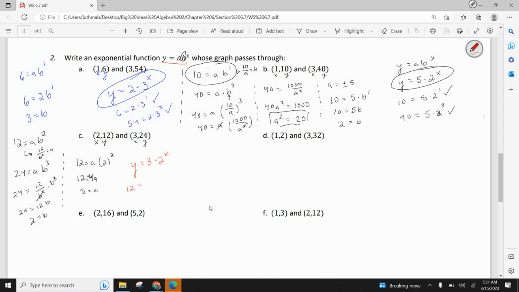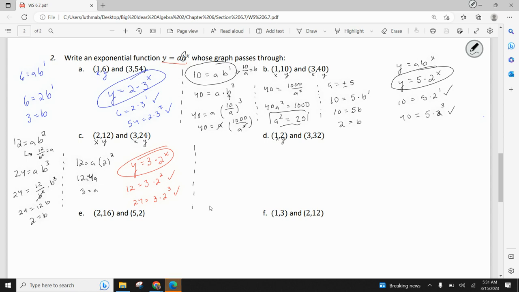If we plug in 2 comma 12, works. If we plug in 3 comma 24, 2 cubed is 8 times 3 is 24, works. So this one works. Yeah, so I think the generic strategy you should use on all 6 of these style problems is solve for b first, and if it tries to give you a negative answer, then throw that sucker out. I'm going to continue with that pattern here in D.